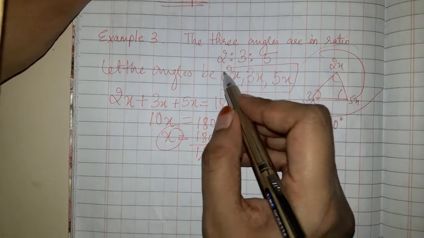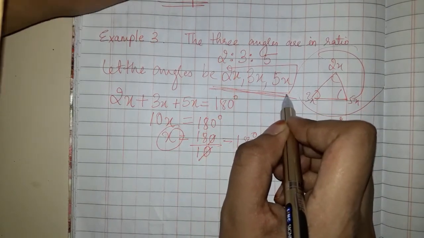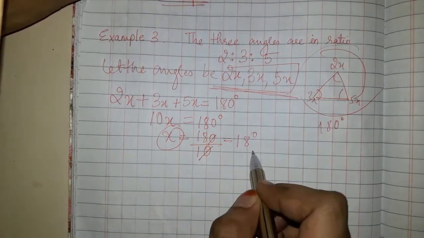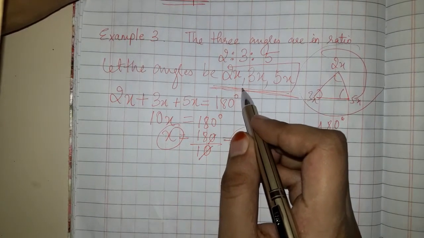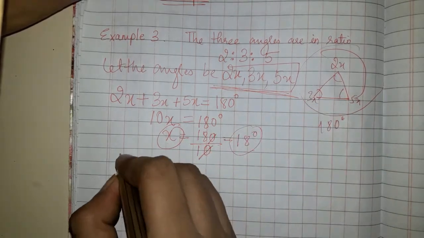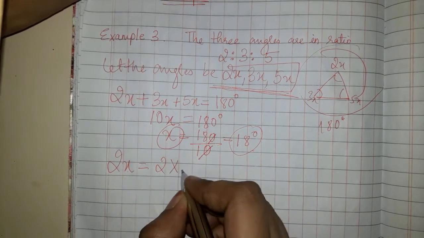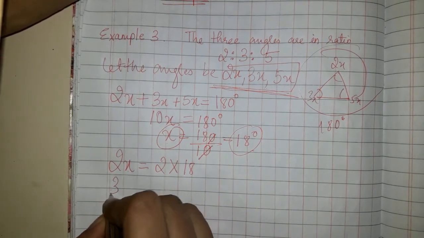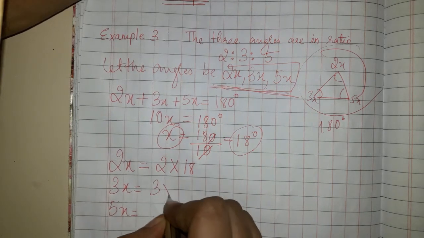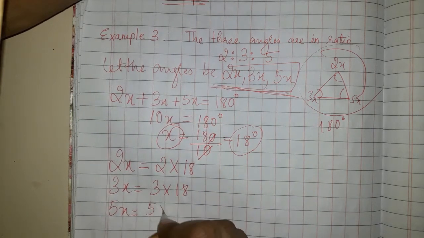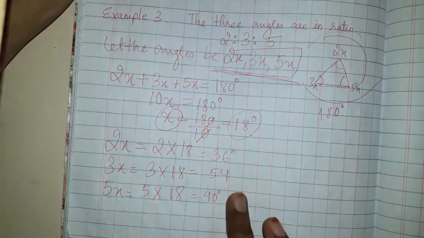We also need to take out the various angles right now. Remember, 18 is only the value of x. Now we also need to calculate the angles. The first angle is 2x. So in place of 2 I'll write 2 and in place of x I'll write 18. Same way I'll do the calculation of 3x and 5x. 3 into 18 and 5 into 18. So these are the three angles.